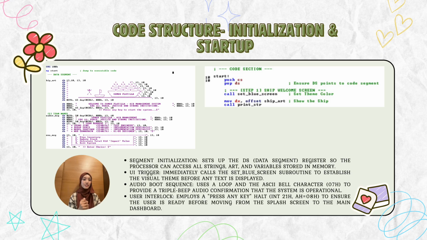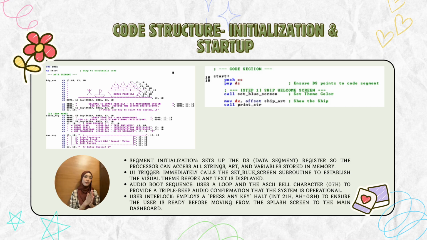First step is segment initialization. We use push CS and pop DS to ensure the data segment DS register points to the correct location in memory. Without this, the processor will not know where to find our string or art. Second, the UI trigger. Immediately after, we call the set blue screen routine. We choose to trigger this before any text is printed to establish the Sumut Fatila theme right from the start.